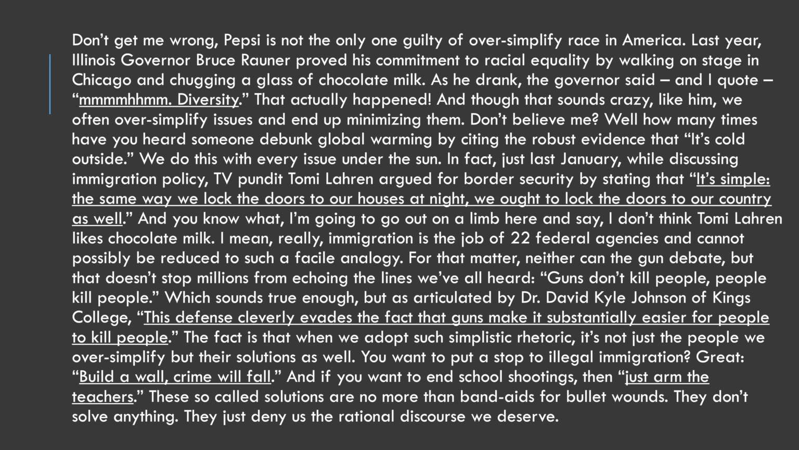JJ has done a good job. He gave us a really quick one, right? Global warming and the way that we debunk it by saying it's cold. Then he gave us a slightly longer one about Tomi Lahren's attitude towards debunking immigration policy, and then brought in more evidence saying, like, look, there are 22 federal agencies. It cannot be that simple. Then he transitions to another example.